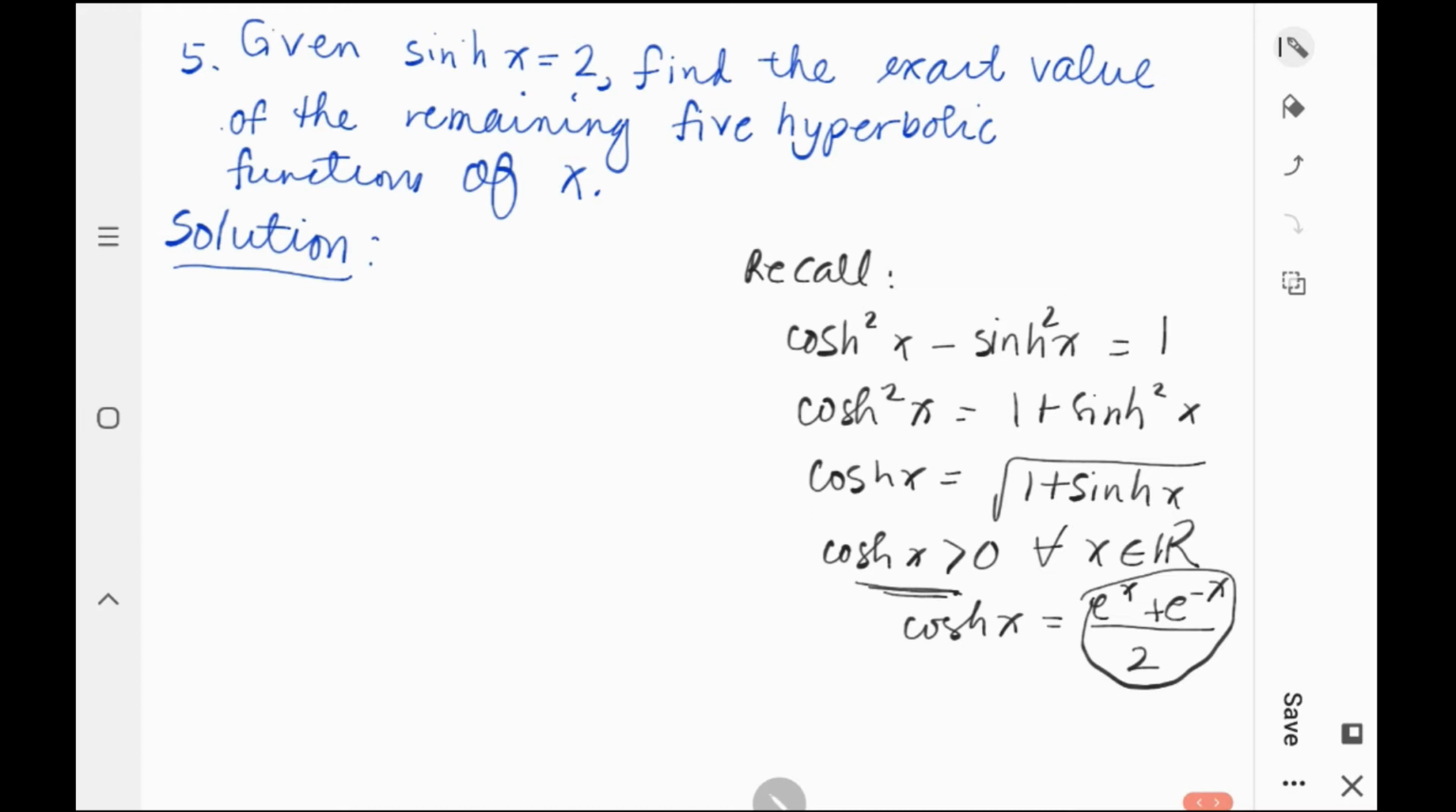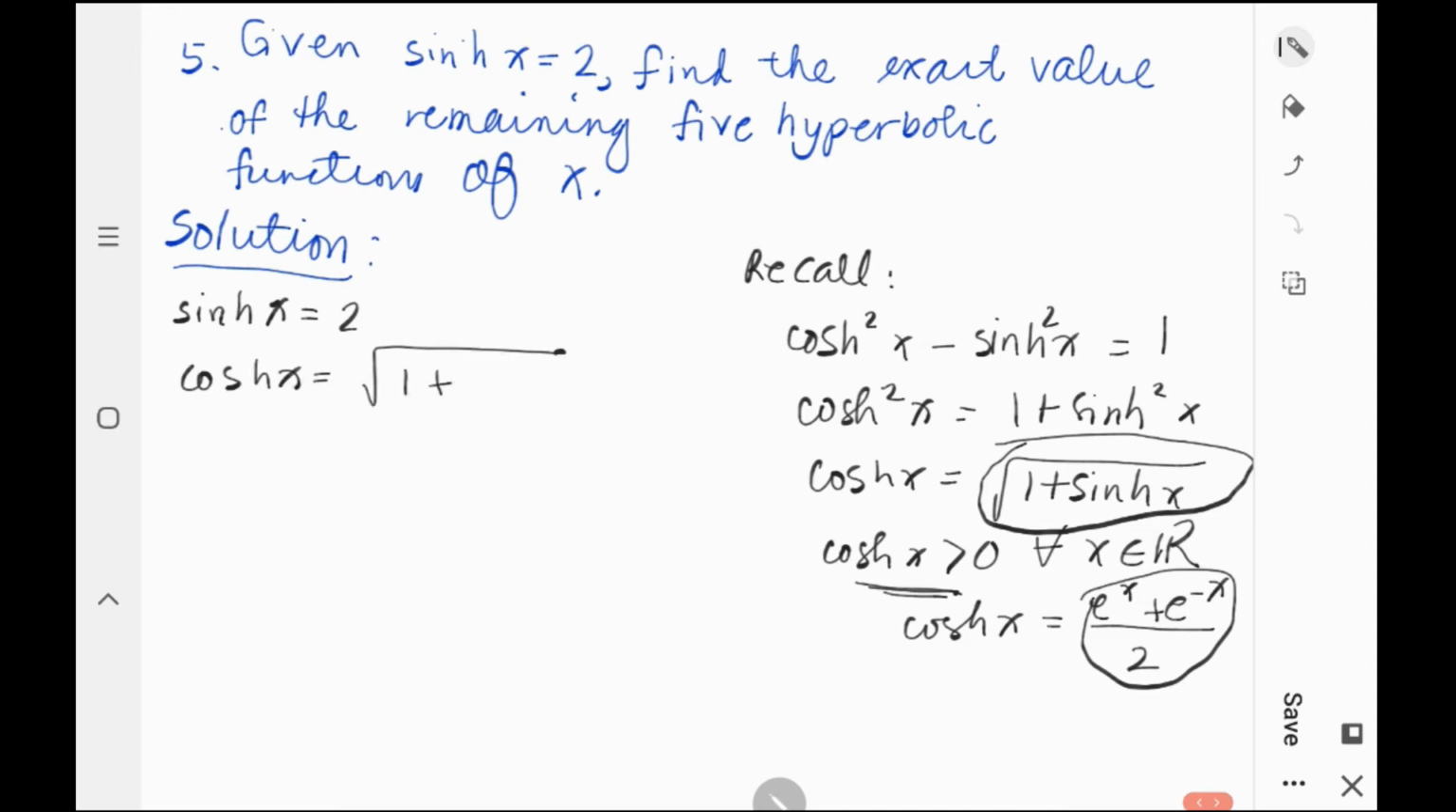Now, you have this formula for the hyperbolic cosine of x. Since we are given that the hyperbolic sine of x equals 2, what is the hyperbolic cosine of x? You just substitute the value. Now this must be squared. This is 2 squared. This is the square root of 5.